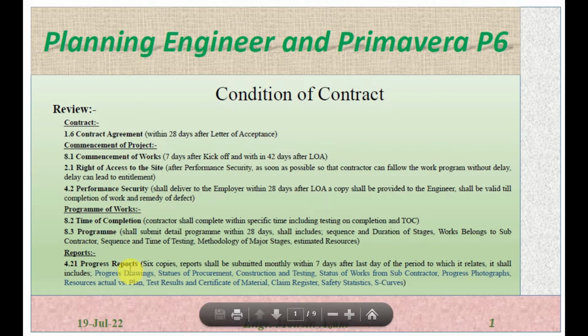It shall include progress drawings, status of the procurement, construction and testing, status of work for the subcontractor, progress photographs, resources, actual versus plan. That means the actual resources on the site and the plan which was planned at the beginning, test results, certificates of materials, claim register, and safety statistics and escrows.